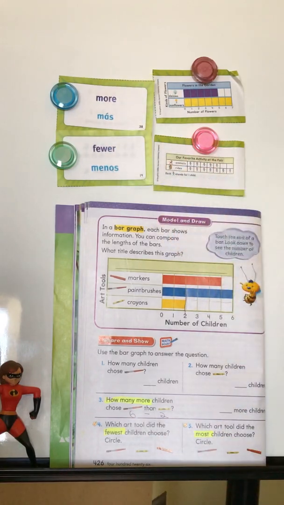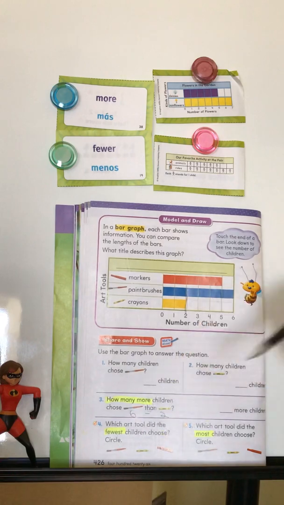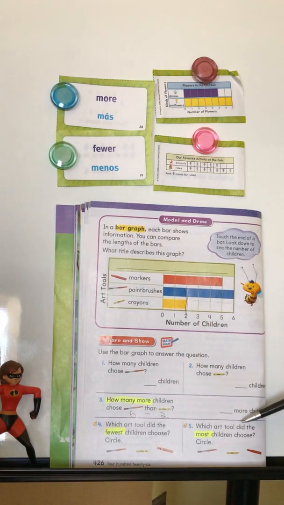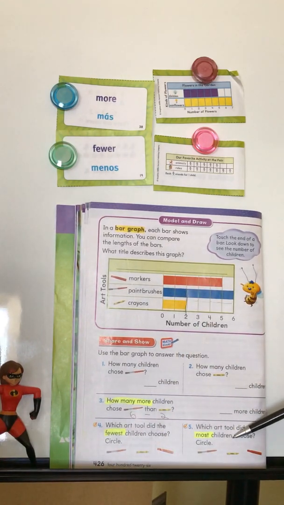Question 4 says, which art tool did the fewest children choose? Remember, fewer means the least. So you're going to look for the smallest bar and circle your answer. Which art tool did the most children choose? Circle your answer. Look for the longest bar.